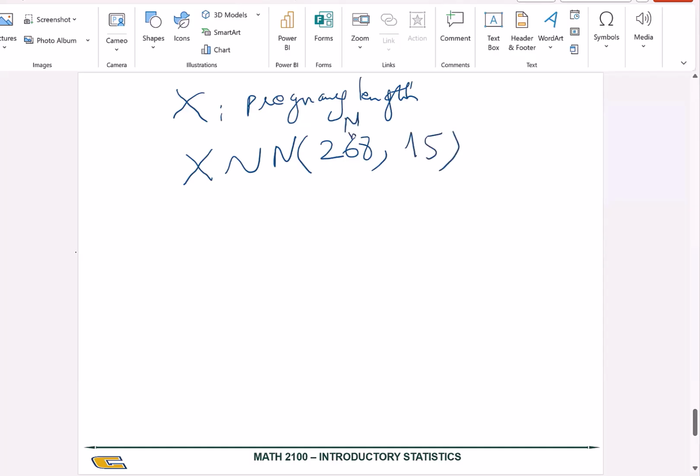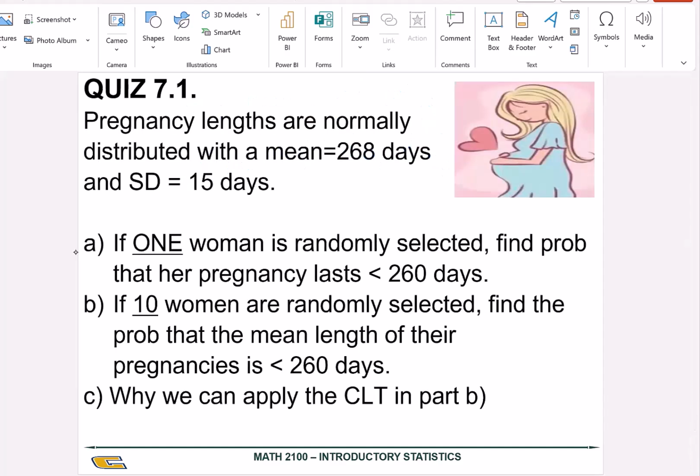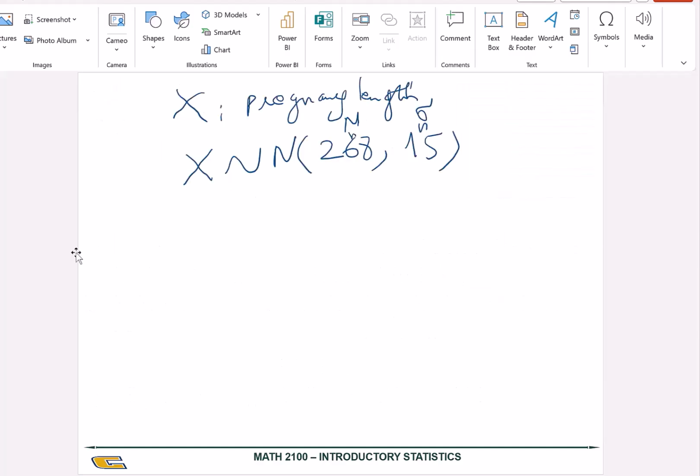Our mean here and standard deviation here. In part A, if one woman is randomly selected, this problem comes back to the second example, 7.2 part C. Basically, what we have is just the original distribution. So for part A, if you have one woman selected, her pregnancy length is just the original one, same as 268 and 15.